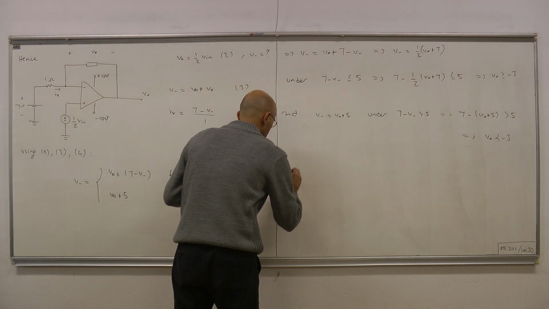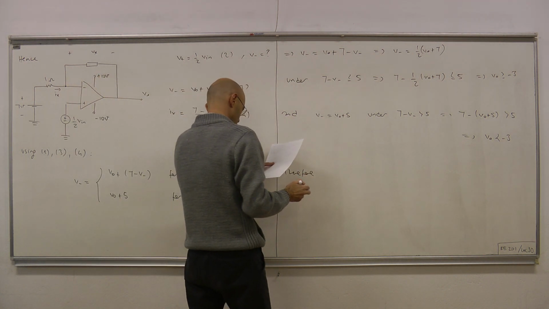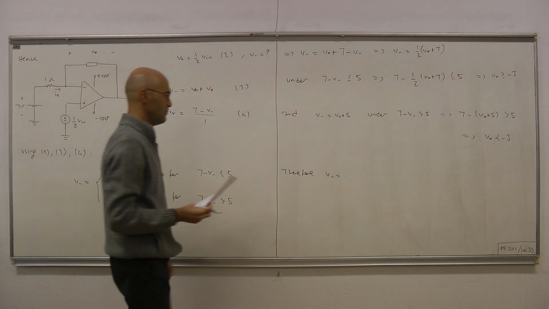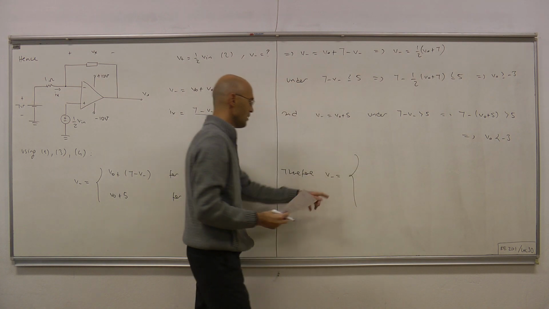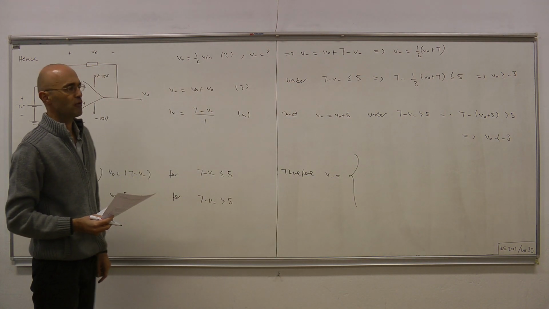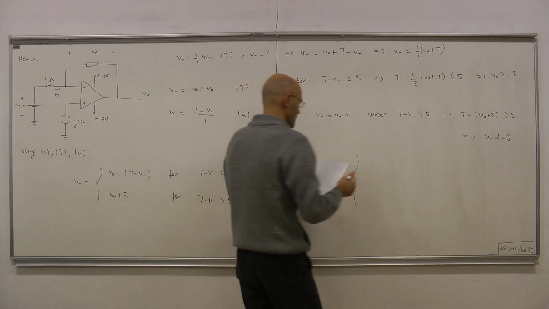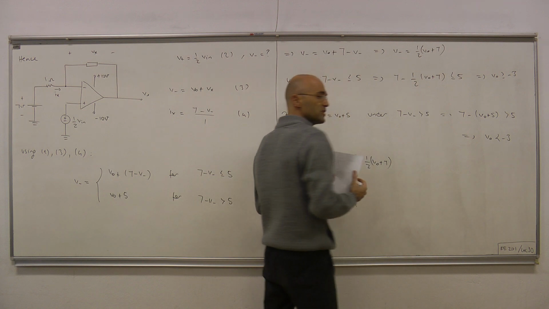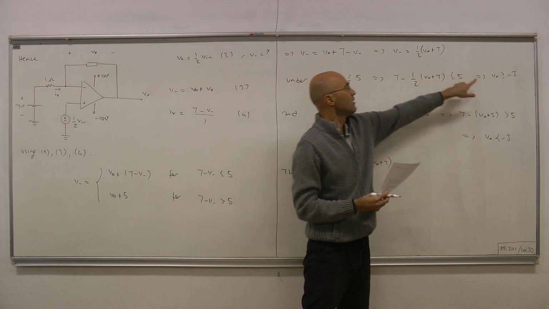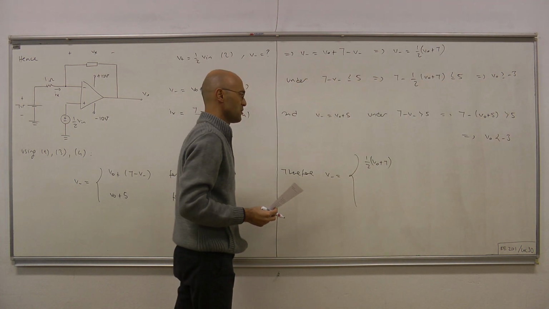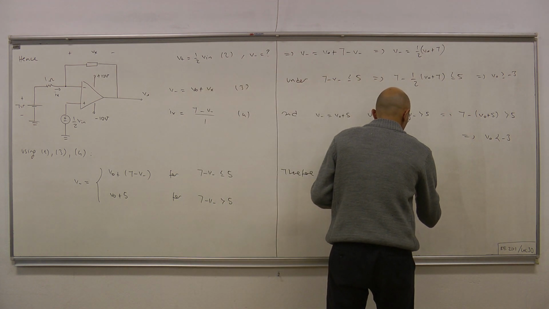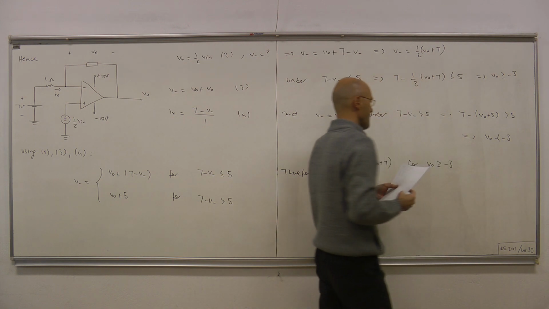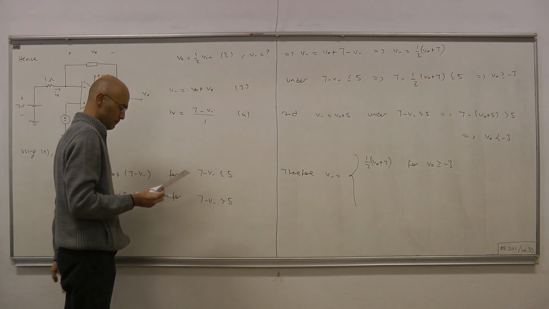Okay. Therefore, after a little bit of work, we have obtained what we aimed for. That is an expression for V minus in terms of the output voltage only. V minus equals 1/2 V out plus 7, provided that V out is larger than minus 3 volts, for V out greater than or equal to minus 3.